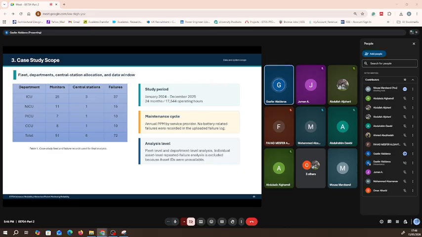The study period is from January 2024 to December 2025, which is 24 months or 17,544 operating hours. The preventive maintenance cycle is annual by the service provider. It's also important to note that there are no battery-related failures, because the lifespan of the battery in this brand is between 3 and 4 years.